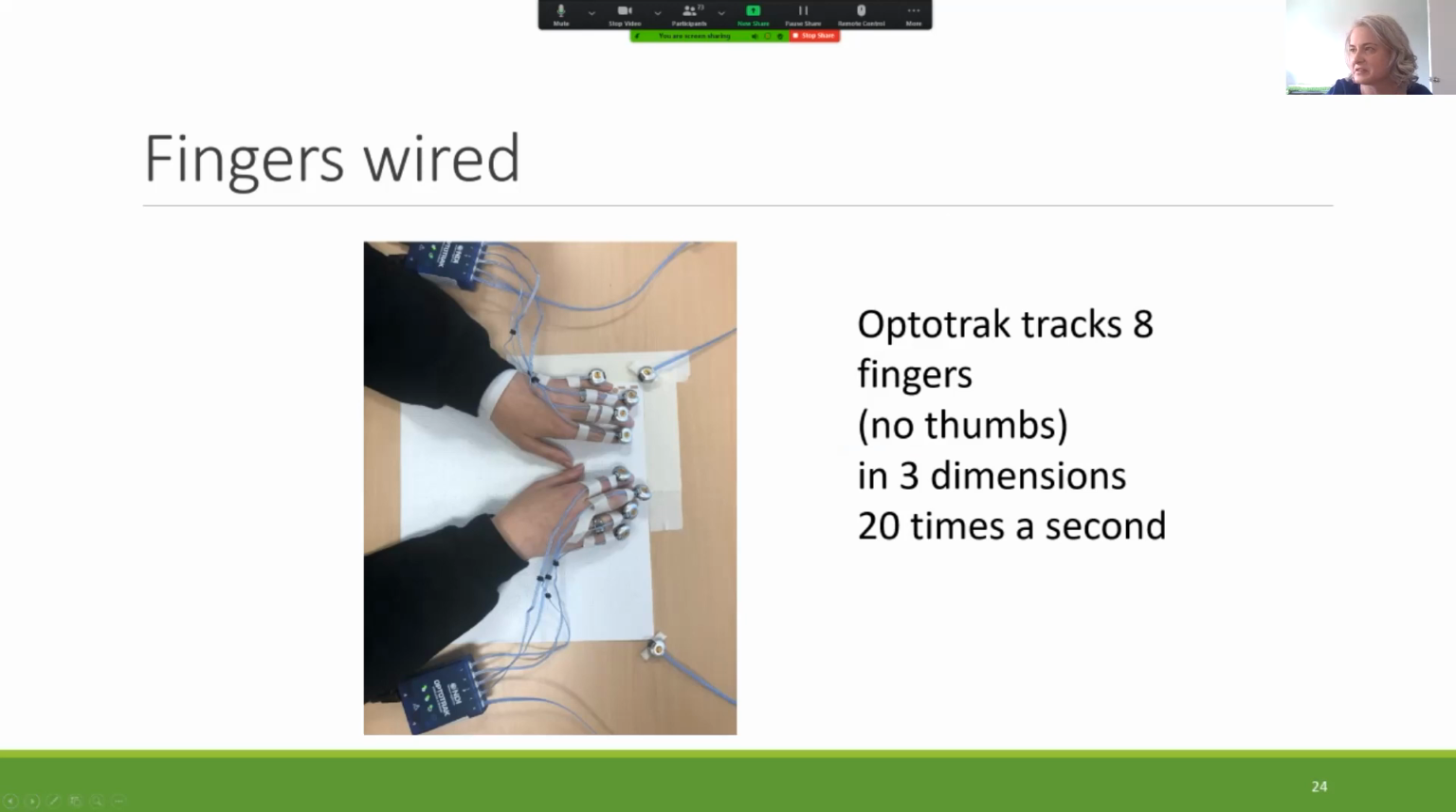Okay, this is what our readers looked like. Okay, so right here, a lot of you are probably thinking, what the heck? How is somebody supposed to read with all that crap on their hands? And that is a very valid critique of this work.